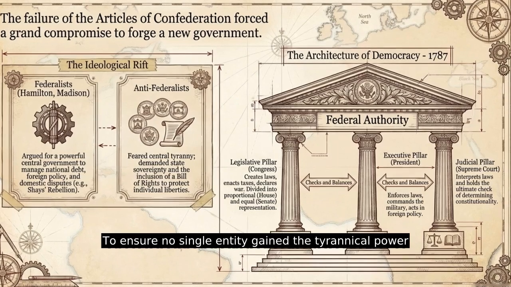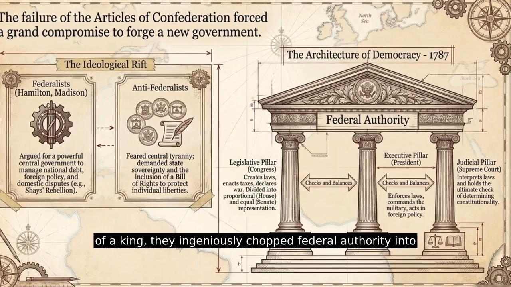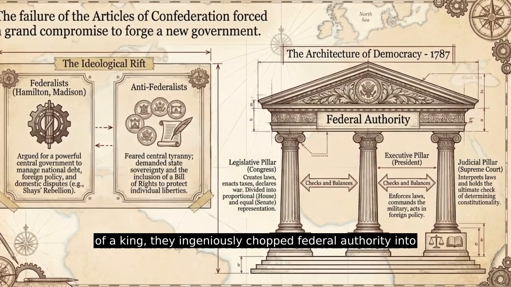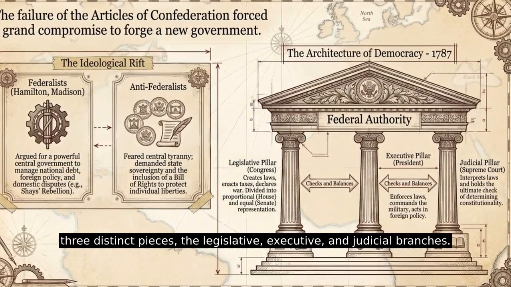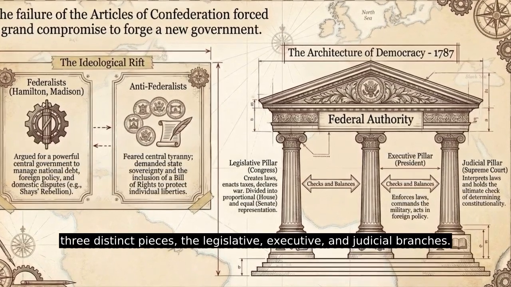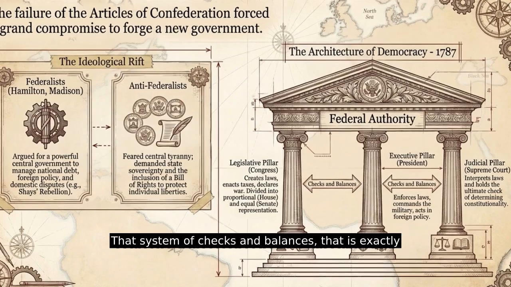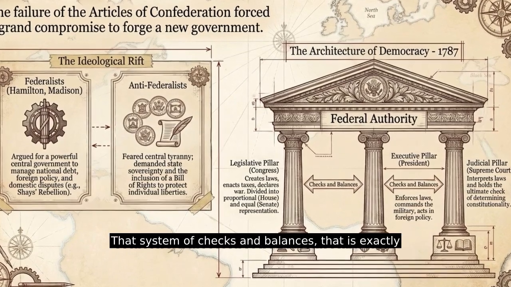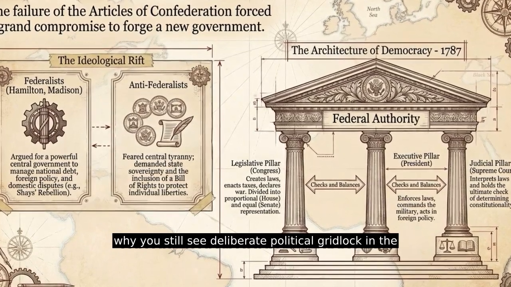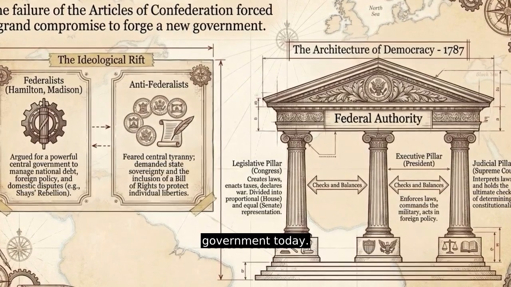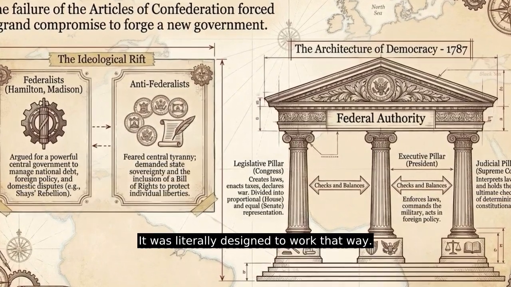To ensure no single entity gained the tyrannical power of a king, they ingeniously chopped federal authority into 3 distinct pieces: the legislative, executive, and judicial branches. That system of checks and balances, that is exactly why you still see deliberate political gridlock in the government today. It was literally designed to work that way.